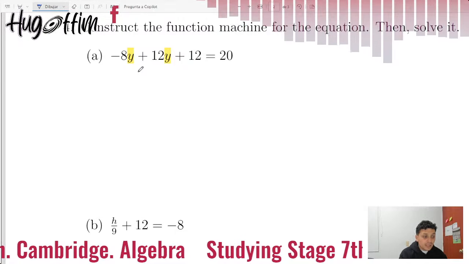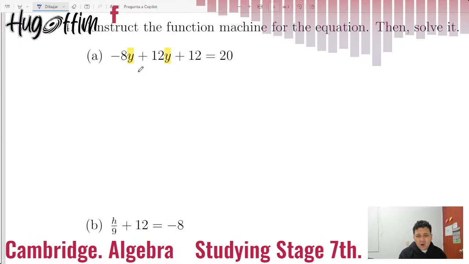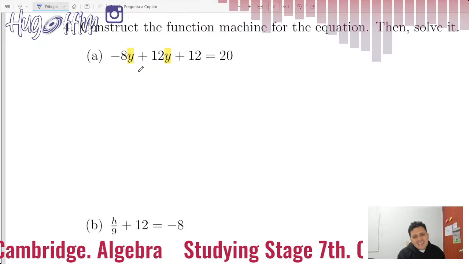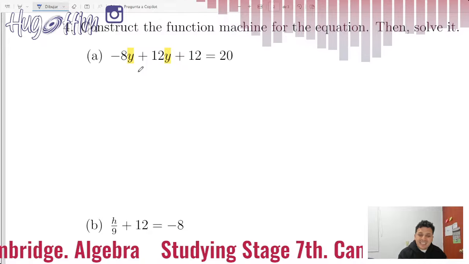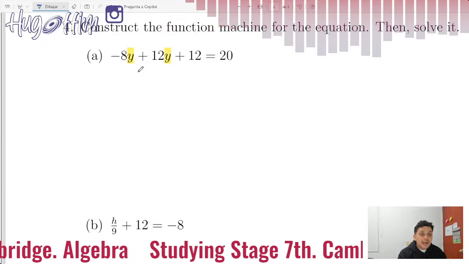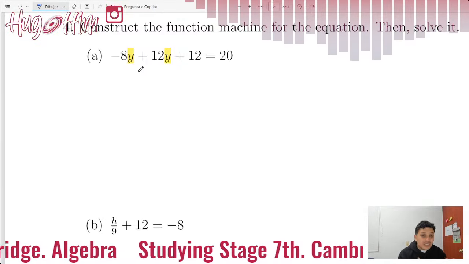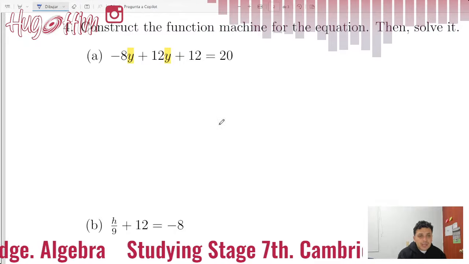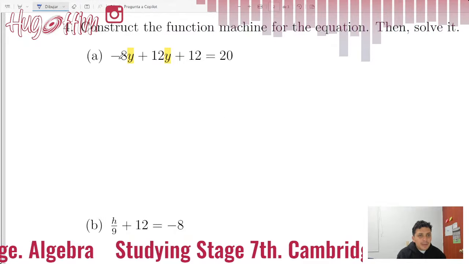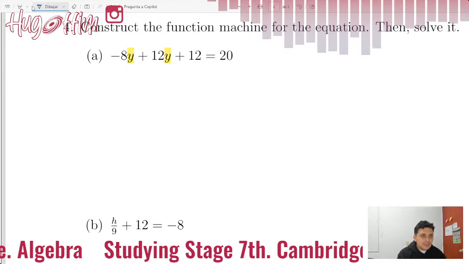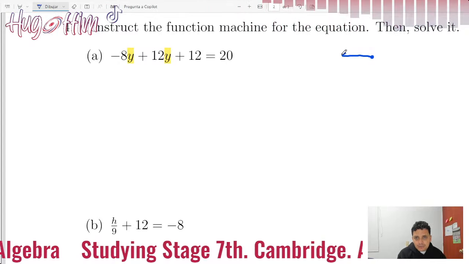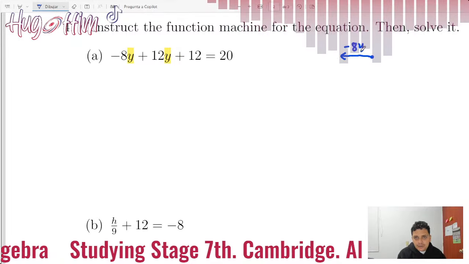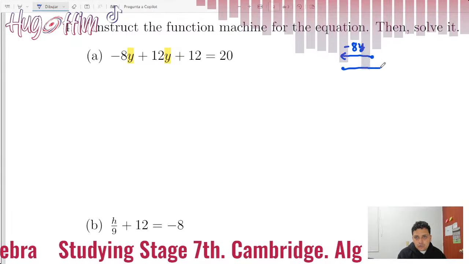Okay, so if you see it once, you can apply function machines. Otherwise, it's going to be difficult, and even so, the other method of solving equations tells you that the best way to start is just by simplifying the expressions on each side of the equation the most you can. So I'm going to simplify this expression, minus 8y plus 12y. I'm going to imagine again my number line. I'm going to put minus 8y here, and I'm going to add 12y.